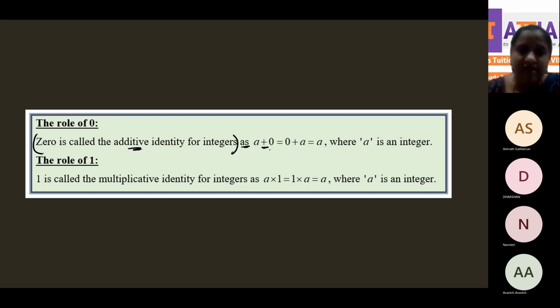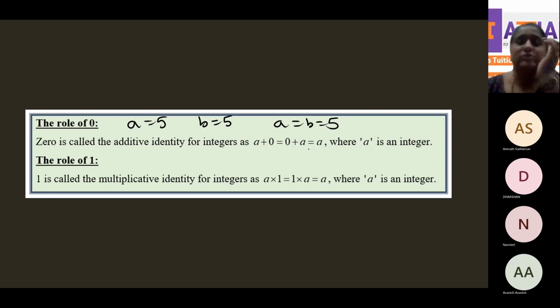As A plus 0 is equal to 0 plus A is equal to A. That means A plus 0 also answer is A. 0 plus A also answer is A. See now, this will be right. Supposing A is equal to 5, I'm saying some other situation. A is 5 and B also is 5. So you can write A is equal to B is equal to 5.